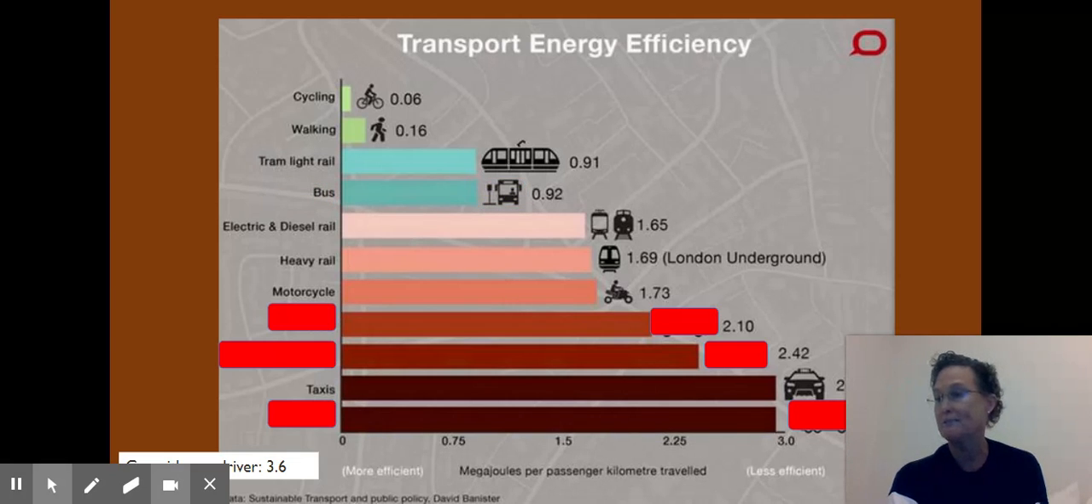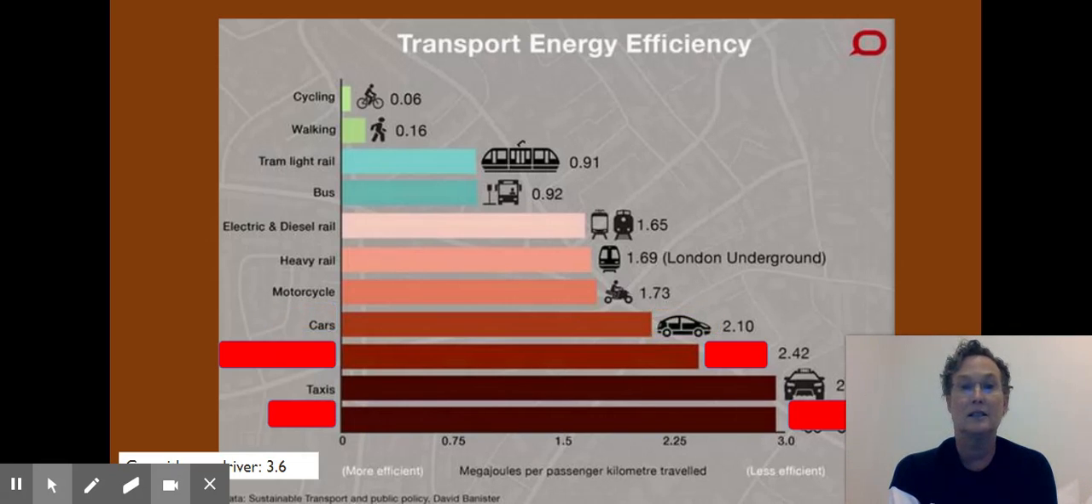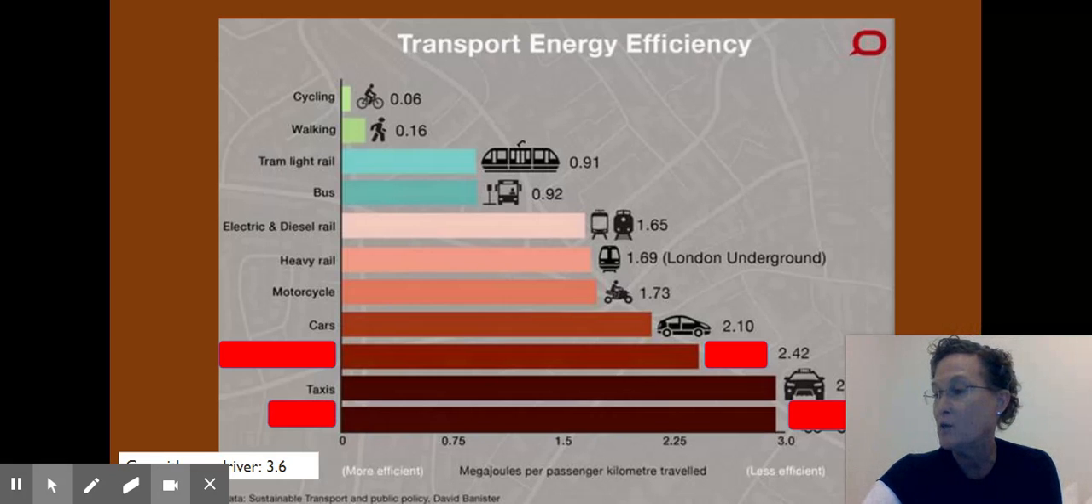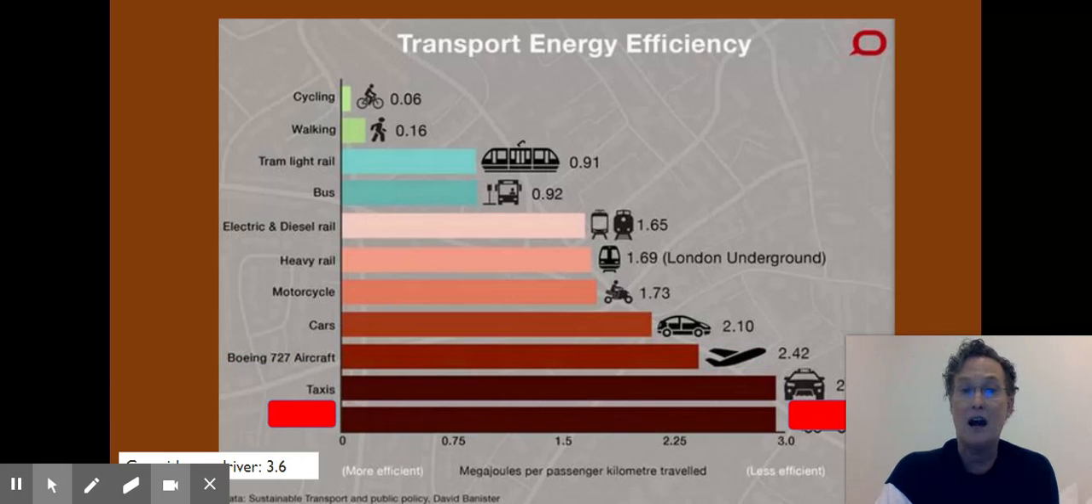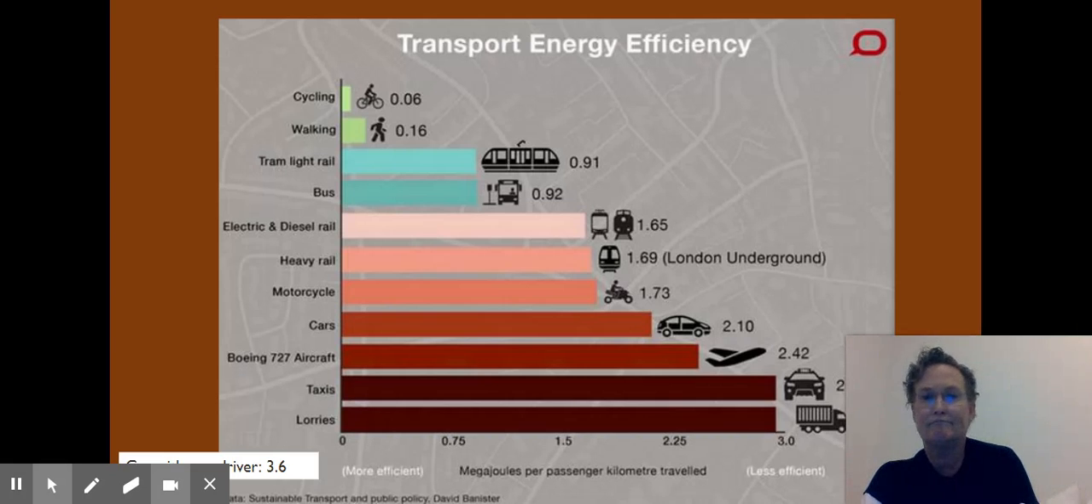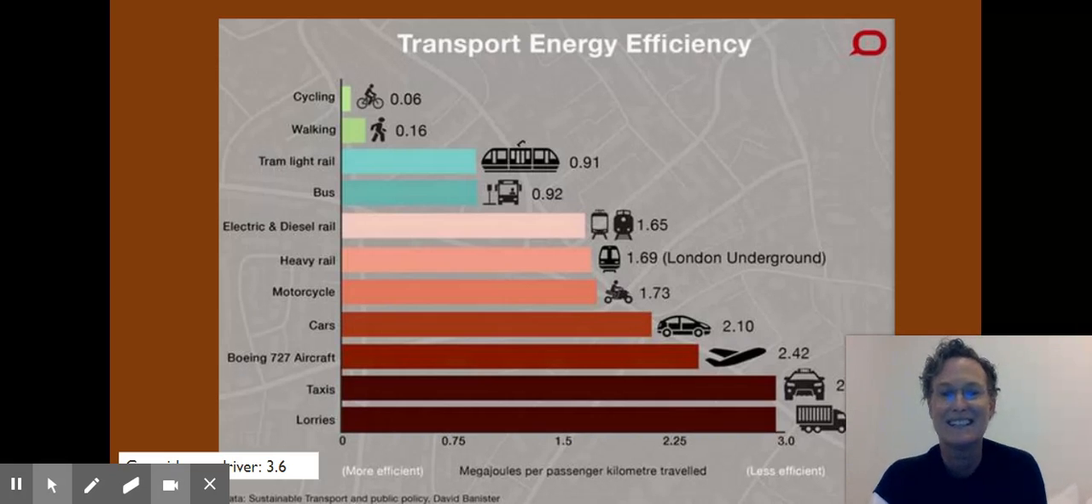So a bus is the 0.92. All right. Cars are the 2.0. So let me write bus. And then for cars, the 2.1. And then for an aircraft, that's the 2.42. And then lorries, which is like that truck. This is from a British thing. So this is a lorry.